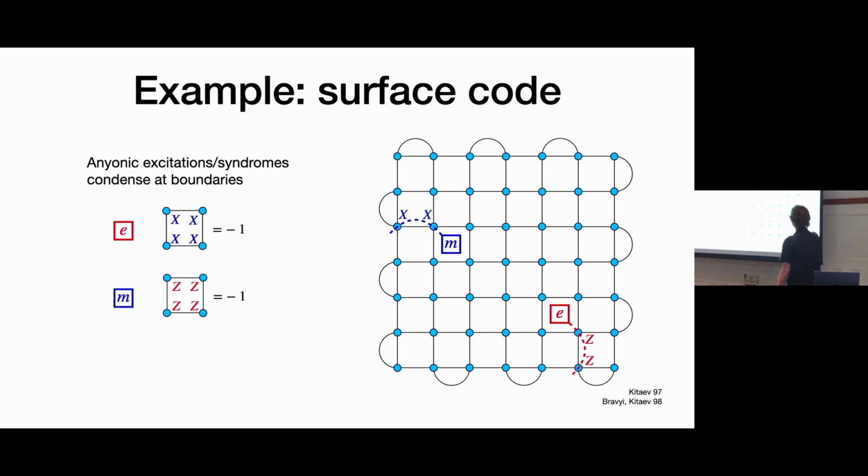So near these top and bottom boundaries, which are kind of E-type, they have only these Z-type stabilizers and no X-type, you can create single E particles. So whereas in the bulk, these always come in pairs, near this boundary, you're allowed to pull one out. And you can just check that from the commutation relations of Paulis. And similarly, near these side boundaries, you can do that with an M syndrome.